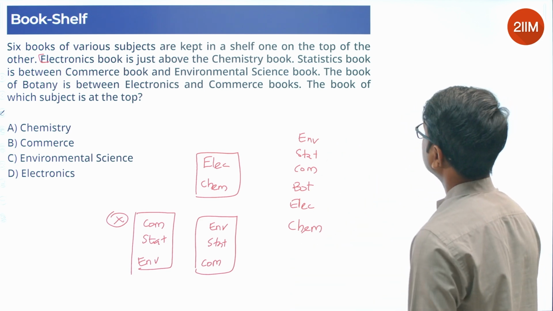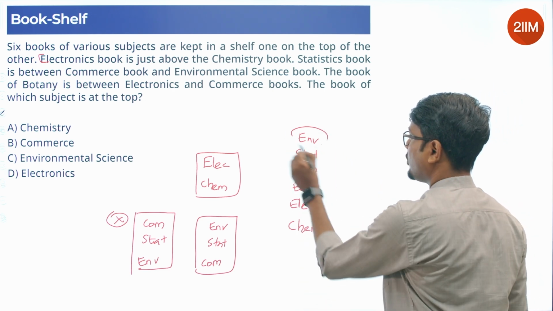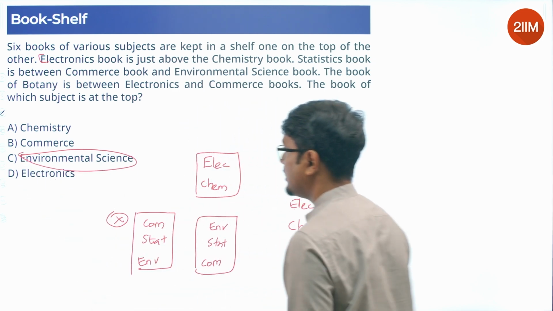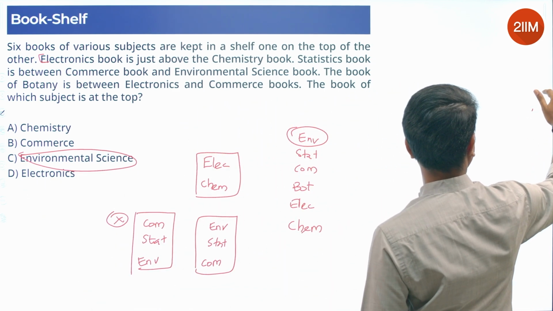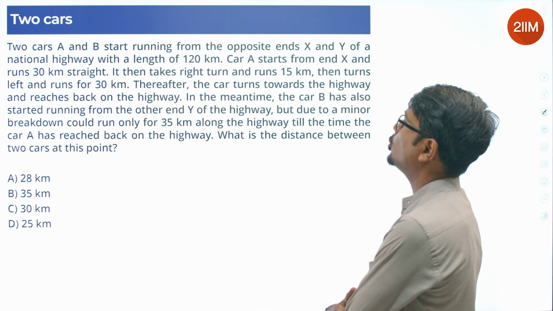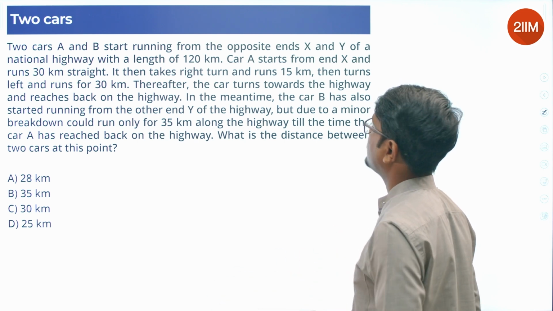Now the question says, the book of which subject is at the top? This fellow. Environment should be the answer. Option C, environmental science. Yep, right answer.